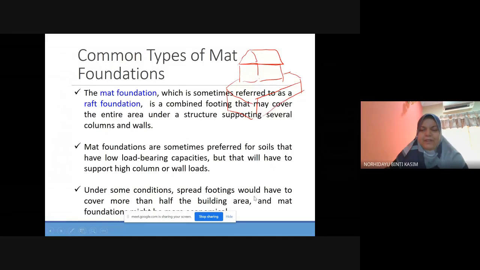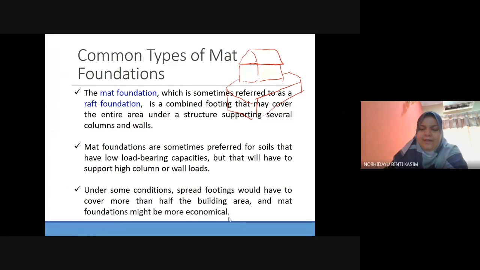Okay. Under some conditions, spread footing will have to cover more than half of the building area, and the mat foundation might be more economical. If the spread foundation covers half of your structure, you might as well use a mat foundation. So one foundation covers the entire building. It will be more economical.